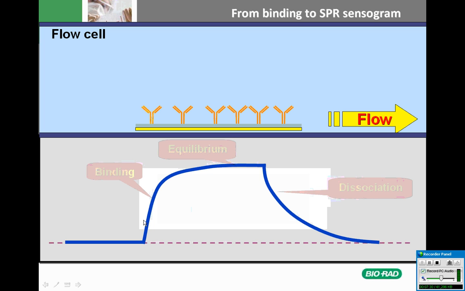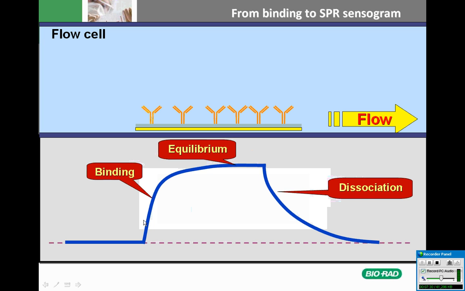From this sensorgram, you can determine the binding or association rate constant, the equilibrium, and the dissociation rate constant. One should always remember that this sensorgram is an output of one Analyte concentration only. To determine reliable kinetic constants, one should always inject several Analyte concentrations to have several sensorgrams.